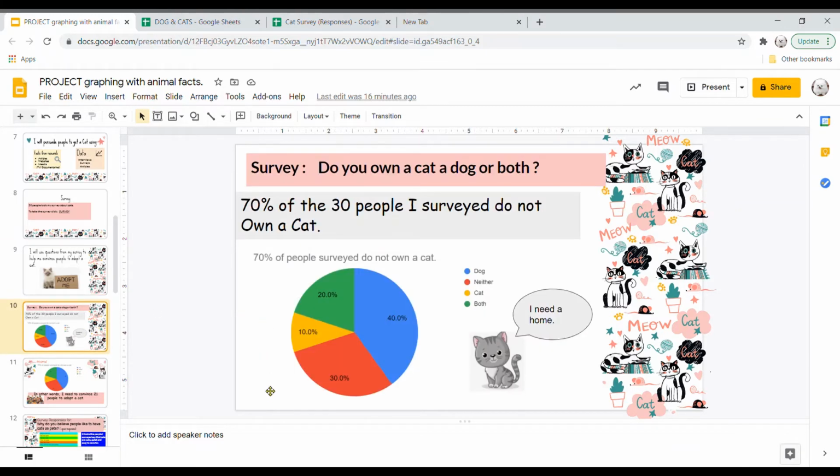Here's my first question, and you already have this included in your template that we started. In my survey, I asked the question, do you own a cat, a dog, or both? From the responses, I learned that 70% of the 30 people I surveyed do not own a cat.